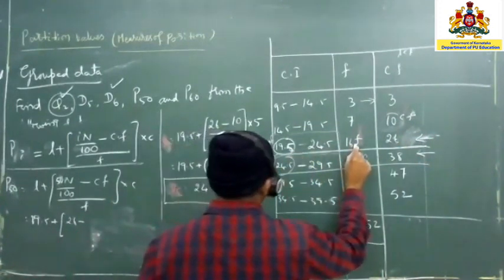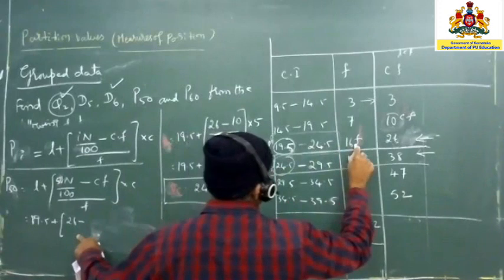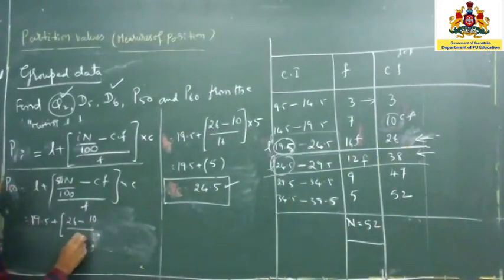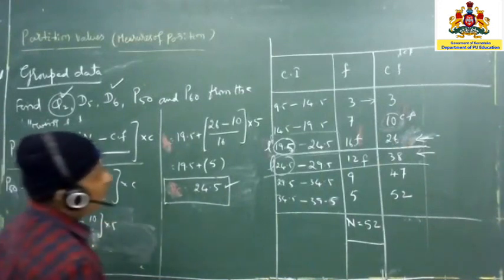And f is going to be 16, okay, 16, and 10 is going to be this part. So 10, and this is going to be the 16 into 5.